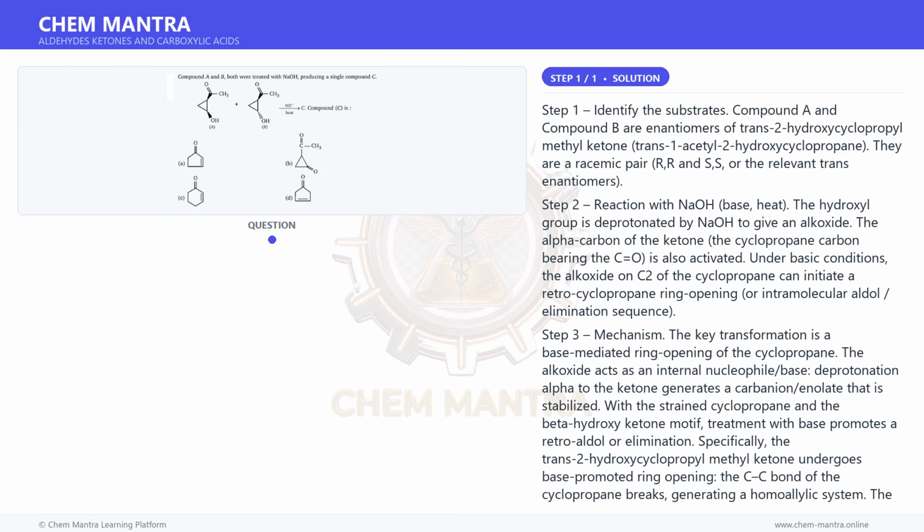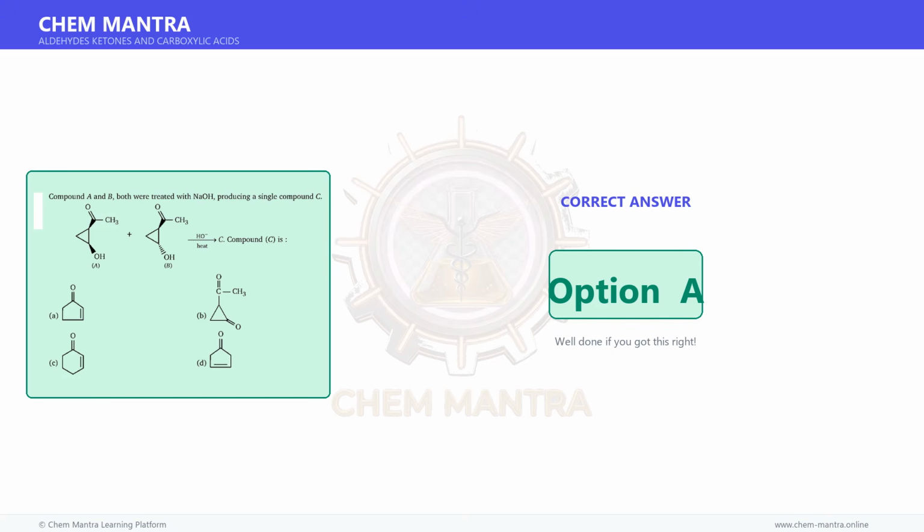D. Option D appears to show a different cyclopentane isomer, with the double bond at a different position, but the conjugated cyclopent-2-en-1-one, option A, is the thermodynamically favored product under the heat condition. Both enantiomers A and B give the same achiral cyclopentenone, confirming a single compound C is formed. Therefore, the correct answer is A. Therefore, the correct answer is option A.